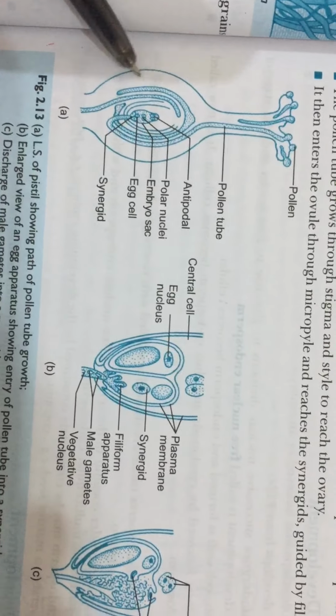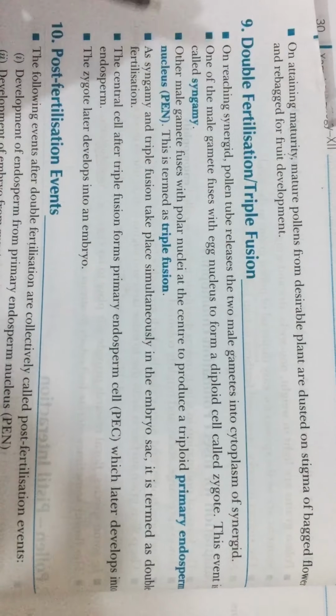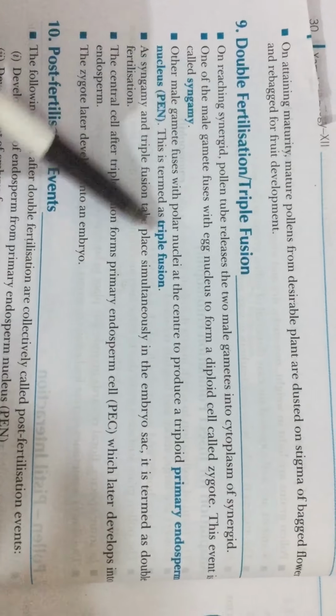It is basically two fertilizations which take place inside a single embryo sac of angiosperms. First of all, one of the male gametes which enters the embryo sac fuses with the egg cell, and it leads to the formation of a diploid zygote. The other male gamete enters the embryo sac and fuses with the secondary nucleus, which is diploid. And both the processes are called syngamy as well as triple fusion respectively.